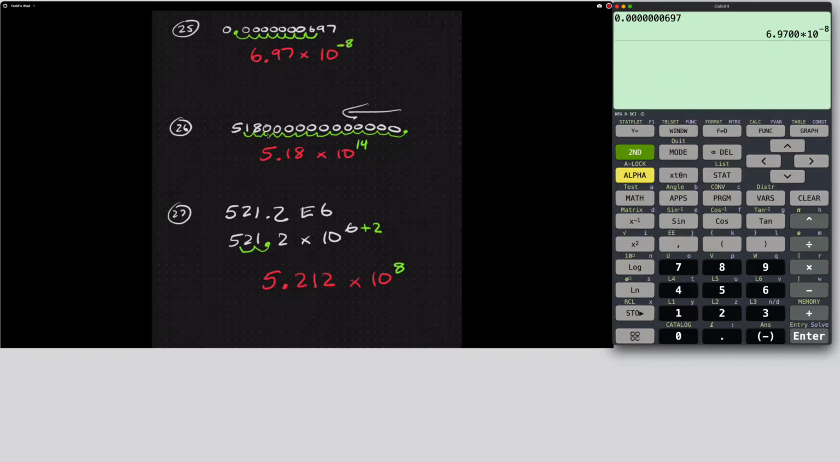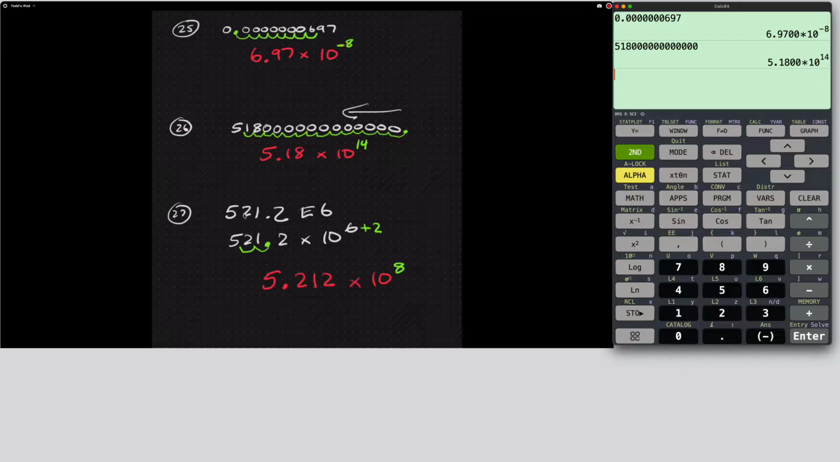The next one was, what did we say? 12 zeros. So it's going to be 5, 1, 8, and then 12 zeros, and it gives us the answer that we have right there. So knowing how to change your settings on your calculator will basically verify that you've done all this work correctly.